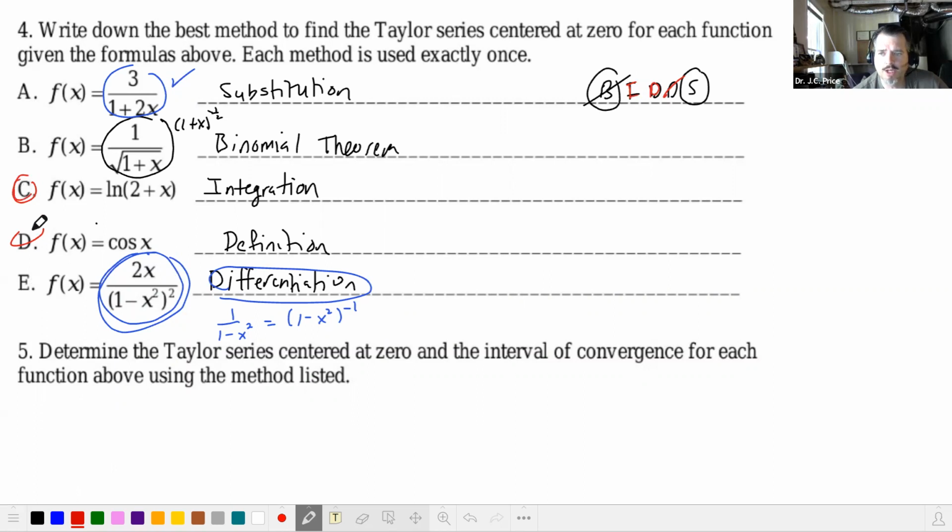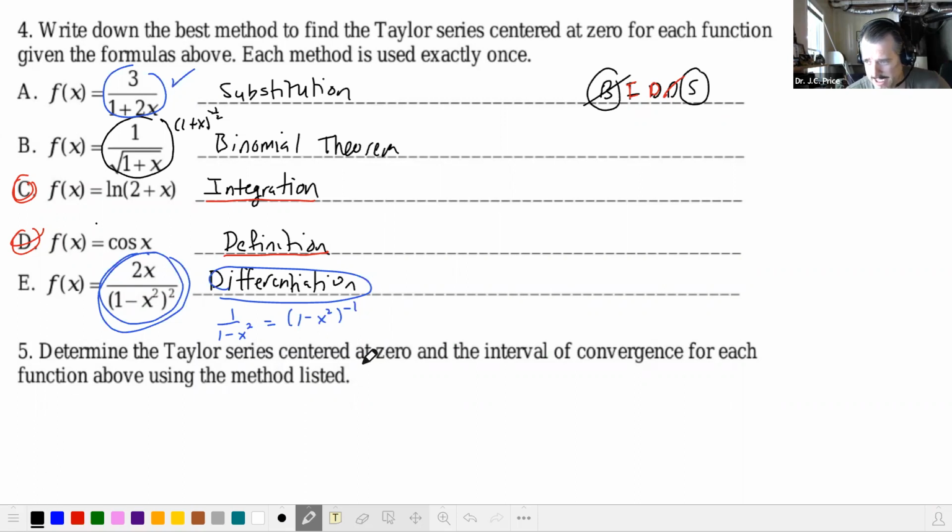And really, you could go either way on these, but we chose to do integration on this one because that's what we've been doing, and then use a definition on the one below it. But again, you could go either way. It actually wouldn't matter. So now what we want to do is take those methods and apply them one at a time. So let's do this.